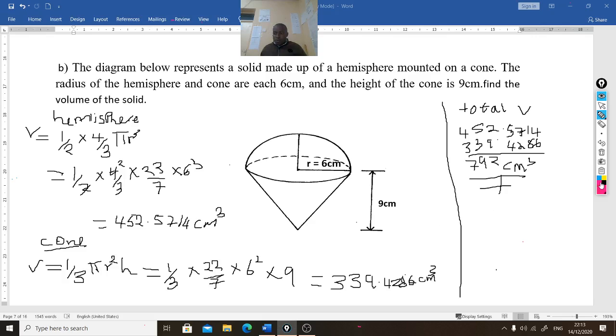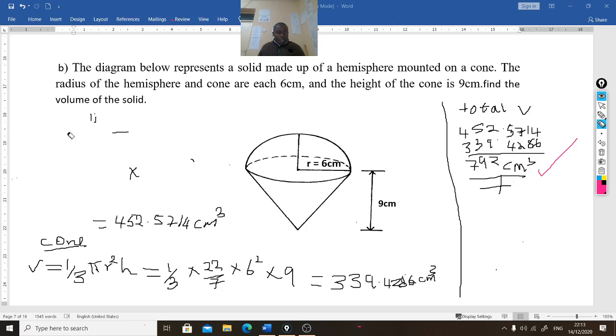So that is the volume of the solid. That is how we find the volume of the solid: we find the volume of the hemisphere plus the volume of the cone. So that's what we're supposed to do.